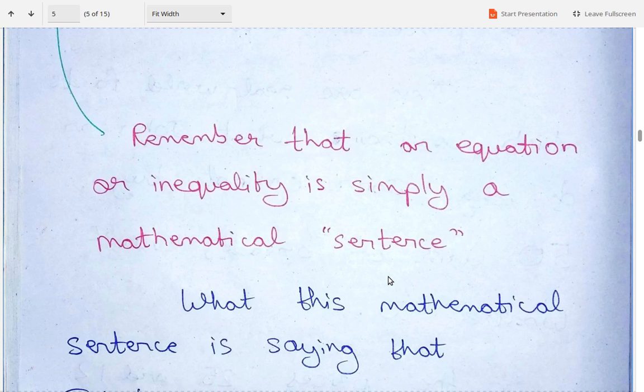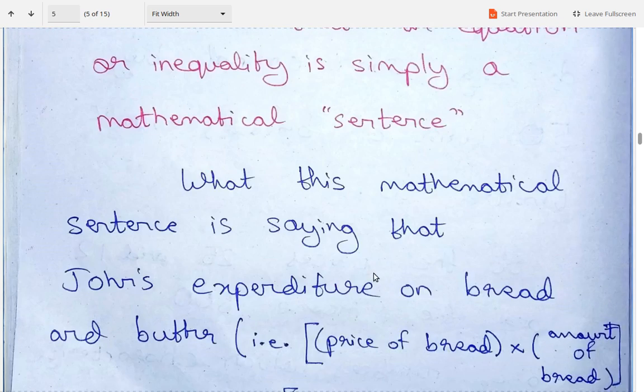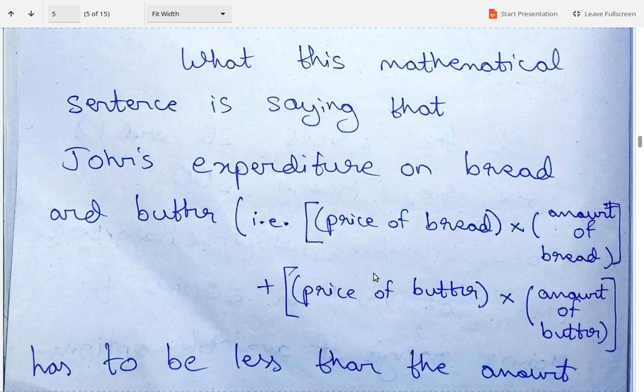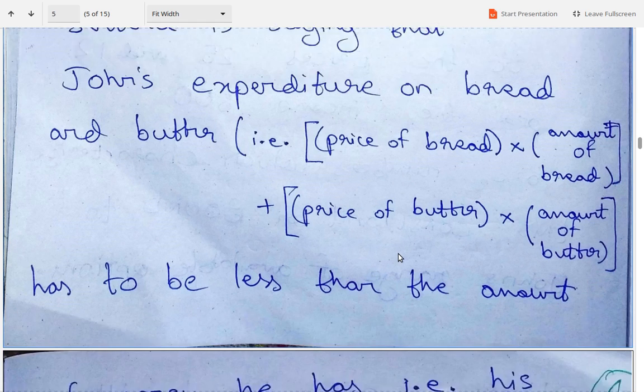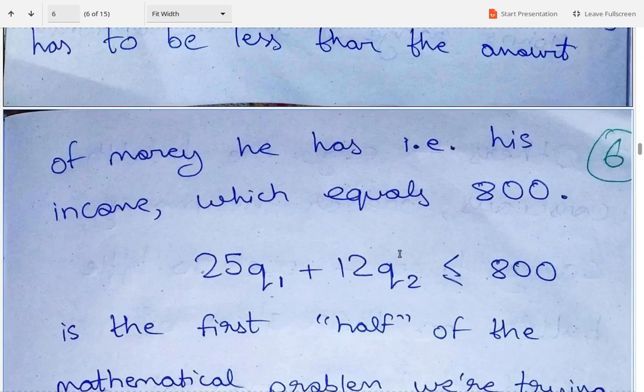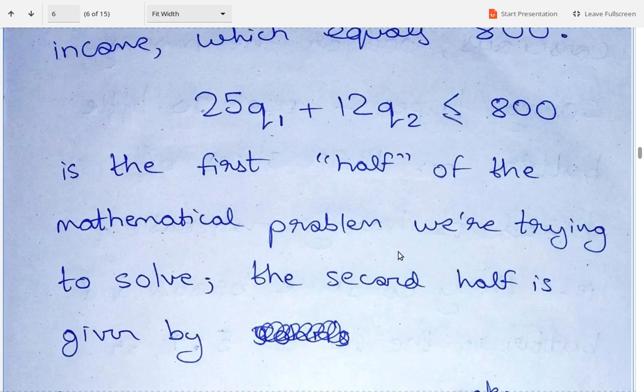Remember that an equation or inequality is simply a mathematical sentence. What this mathematical sentence is saying is that John's expenditure on bread and butter is nothing but price of bread times the amount of bread plus price of butter times the amount of butter. This expenditure has to be less than the amount of money he has, that is his income, which equals 800. That is, 25q1 plus 12q2 less than or equal to 800 is the first half of the mathematical problem we are trying to solve.